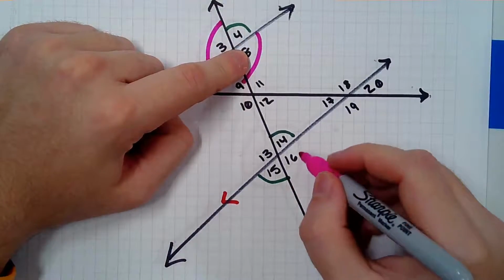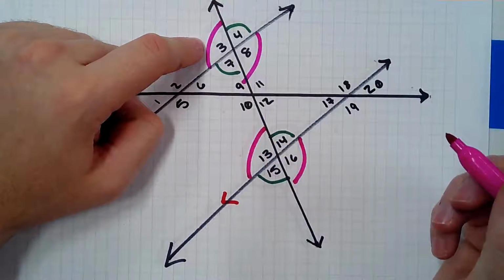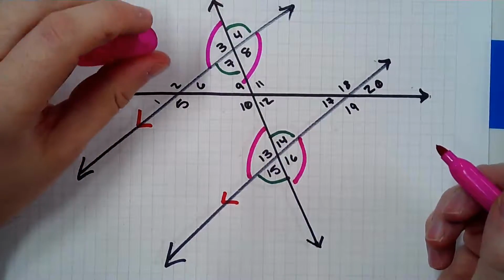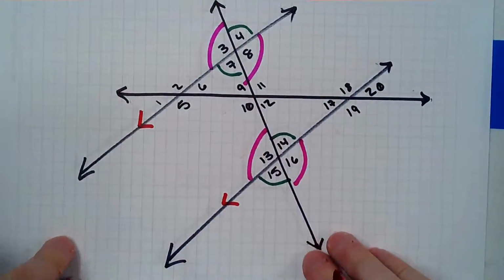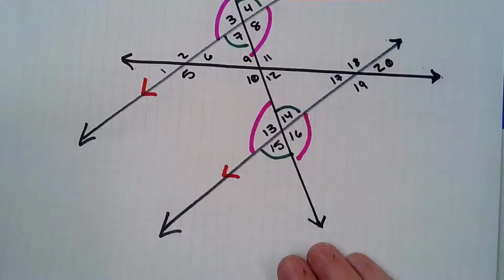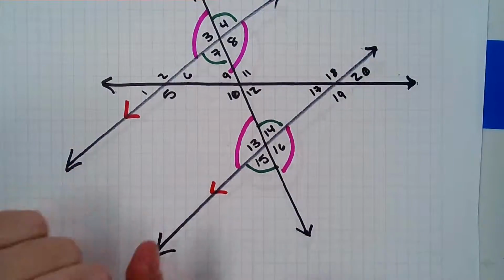8 and 16 are corresponding, you're right. And 3 and 13 are corresponding. That works. What's the other one I just talked about? Corinne brought it up. See how these guys are on the inside? Ignore this line, remember? We're ignoring that line for now. Alternate interior, alternate sides, interior angles. Nice job.